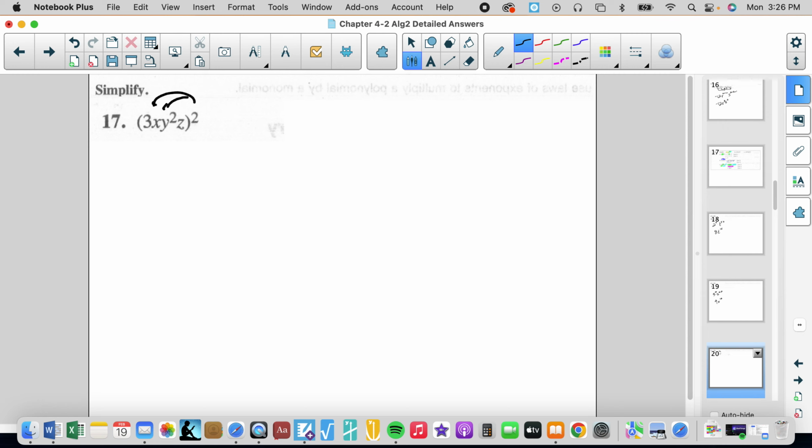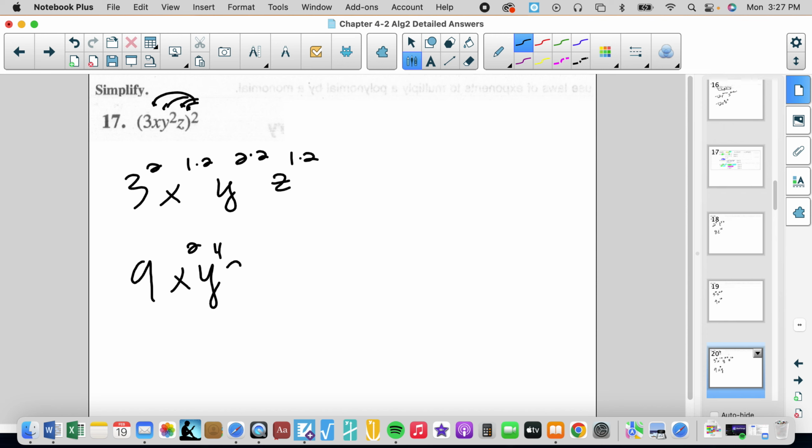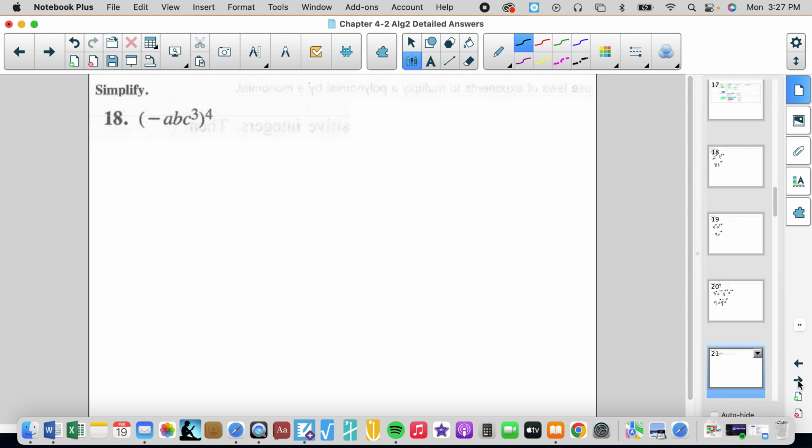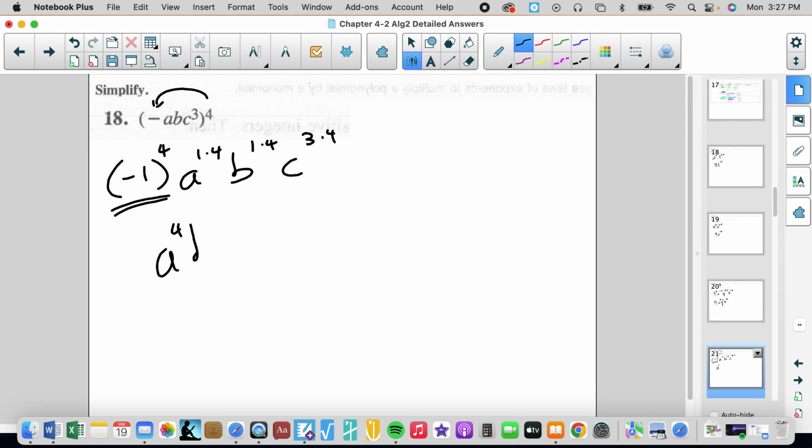Distributing, we have a whole bunch of things. 3 to the second, x to the 1 times 2, y to the 2 times 2, z to the 1 times 2. That's going to be 9x squared, y to the 4th, z squared. Now that's pretty fast. I mean, you should see what the pitfalls are. You know that negative one needs a parentheses. That a to the first times 4th, b to the first times 4th, c to the 3 times 4. This is going to give us positive 1, a to the 4th, b to the 4th, c to the 12th.